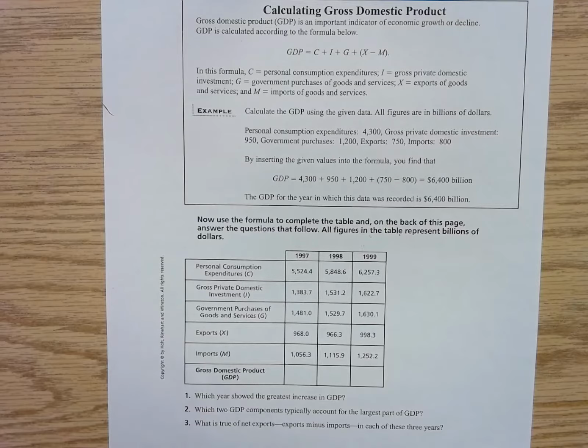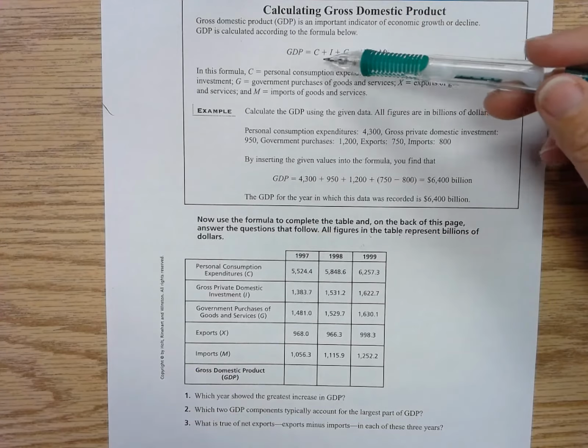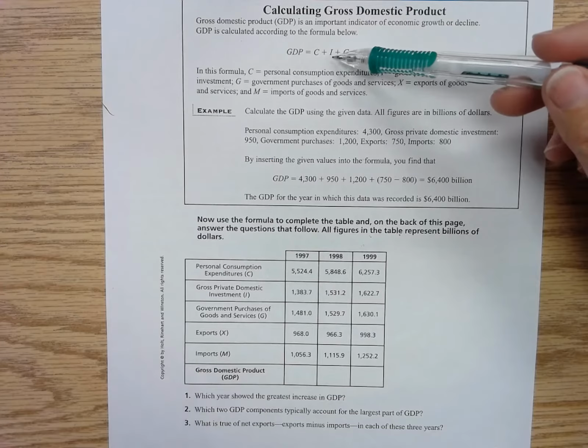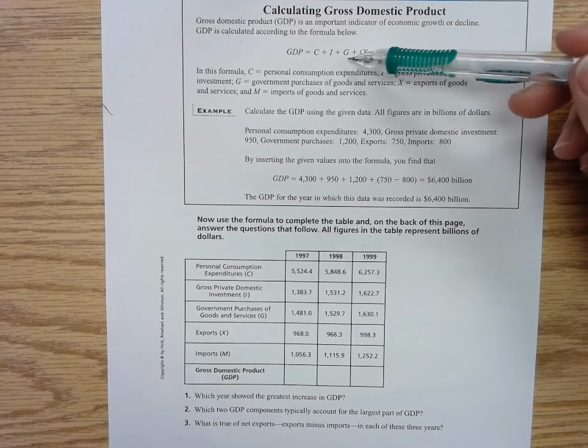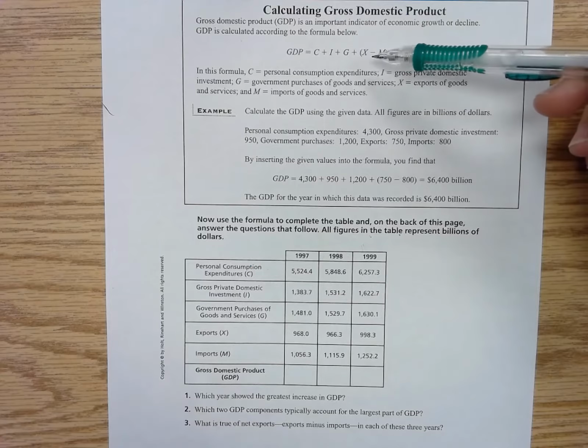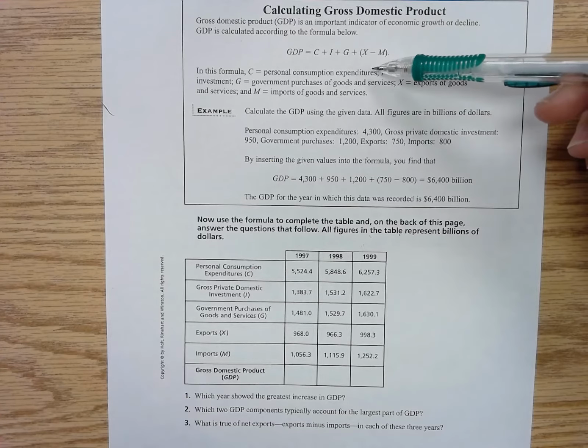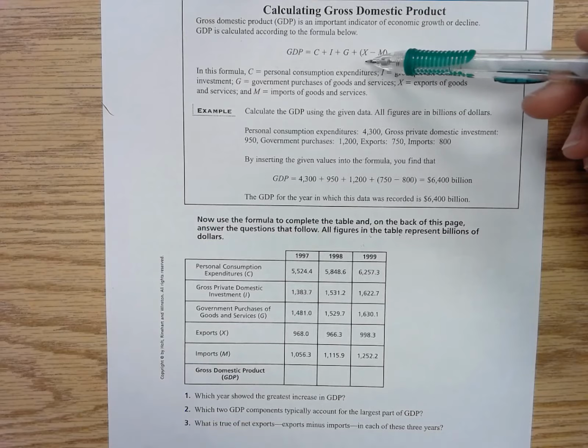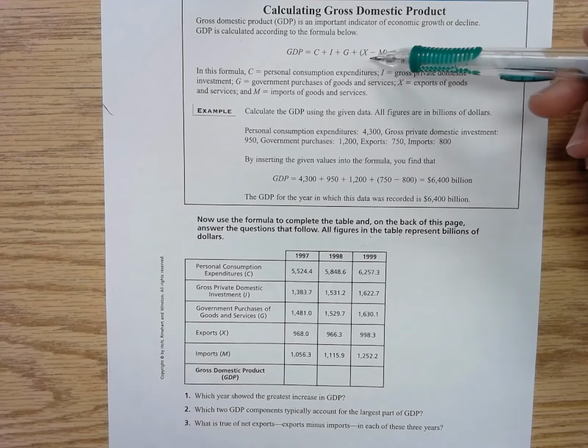This handout is going through the process of calculating gross domestic product. It gives you the formula at the top. Gross domestic product is your consumer spending, your business investment, and that includes any inventory they have, government purchases of goods and services, and then we are going to take our exports, which is what we produce in the United States and ship overseas, and we're going to have to subtract out our imports.